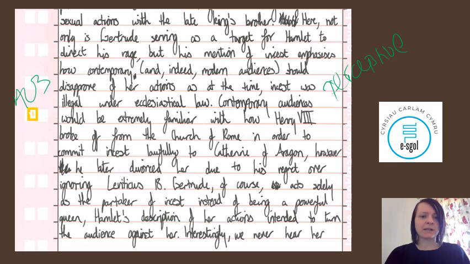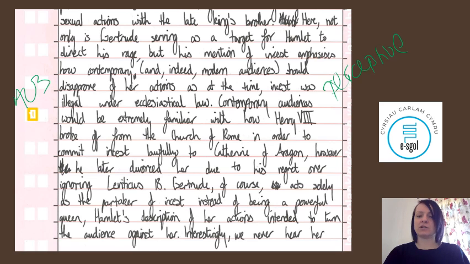Contemporary audiences would be extremely familiar with how Henry VIII broke off from the Church of Rome in order to commit incest, okay, lawfully to Catherine of Aragon. However, he later divorced her due to his regret over ignoring Leviticus 18. Gertrude, of course, acts solely as the partaker of incest instead of being a powerful queen. Hamlet's description of her actions intended to turn the audience against her. Okay, so really quite clever points being presented.